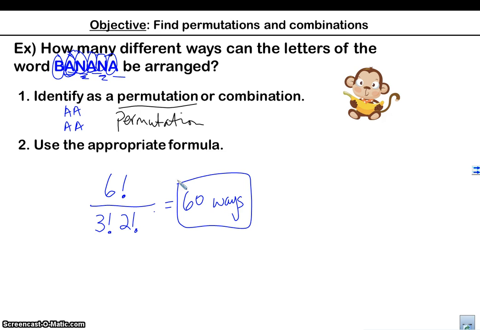So remember, when we have repeats, we just want to get rid of them. We want to get them out because we don't want to repeat things. If we have a permutation with repeats, we want to get rid of them. And to get rid of repeats in these, we're going to divide them out.